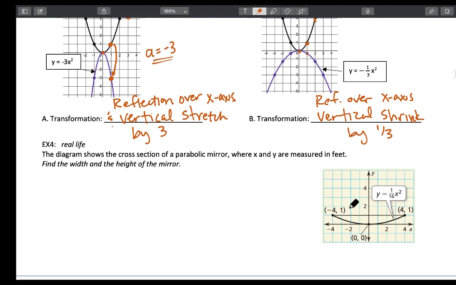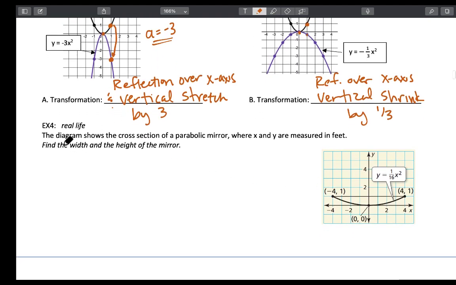All right, one last problem to wrap up our notes for today. The diagram shows a cross-section of a parabolic mirror where x and y are measured in feet. Find the width and the height of that mirror. So width is just measuring from one side of that mirror to the other side. There's going to be a total distance there of 8 feet, going from -4 to +4. And the height of that mirror is going to go from its vertex up to that horizontal line that connects the edges. So that looks like that's a distance of about 1 foot.